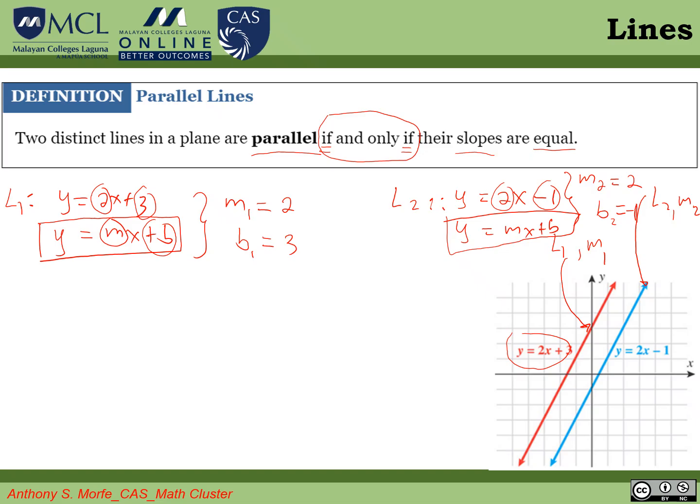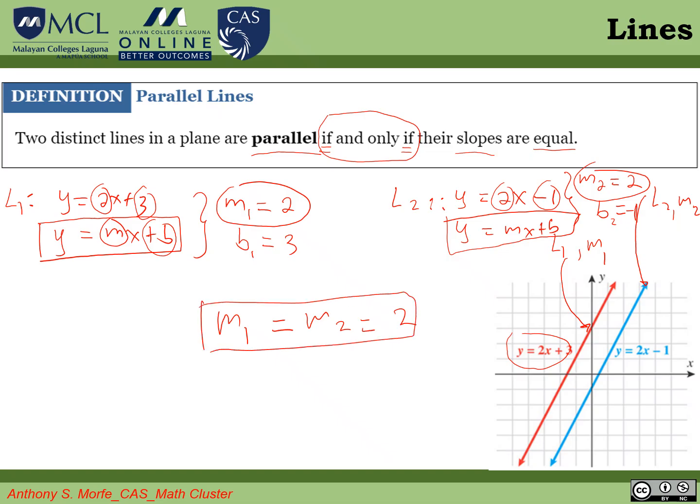Since if you look at M1, our M1 is equal to M2, because M1 is 2 and our M2 is 2 also. So we can see that M1 equals M2, which is equal to 2. Since the slopes are the same, since M1 is equal to M2, then we can say that the lines are parallel. It doesn't matter what the value of B, the y-intercept, is, class. So you don't have to worry about this.